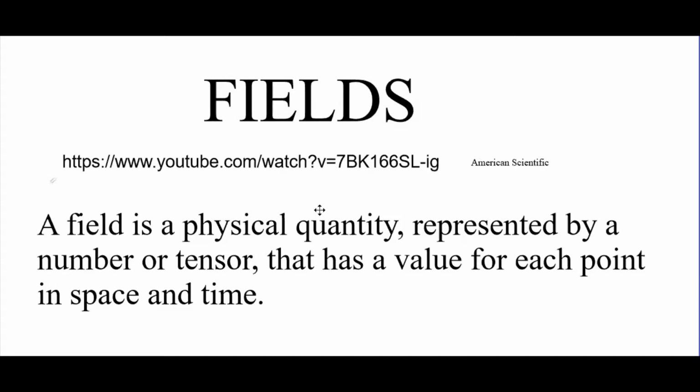It's pretty short. Otherwise, just so you would know, if you're not going to watch it, a field is a physical quantity represented by a number or a tensor that has a value for each point in space and time. Now, a tensor you can just view as a collection of numbers or vectors if you want. That's all a tensor really is, so it's a fancy word you can add to your new collection of words.